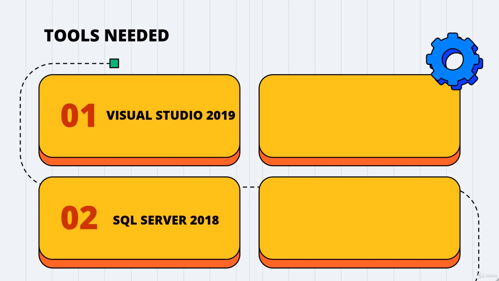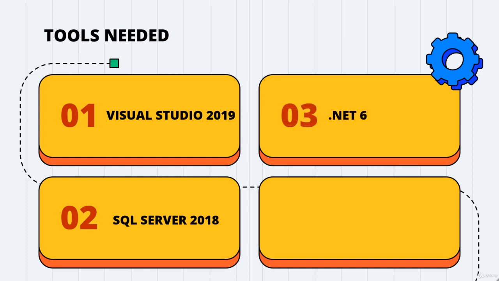The next important tool is SQL Server. We need to see database and will be creating many databases for our APIs. So make sure that you have SQL Server 2018 installed with the Management Studio.